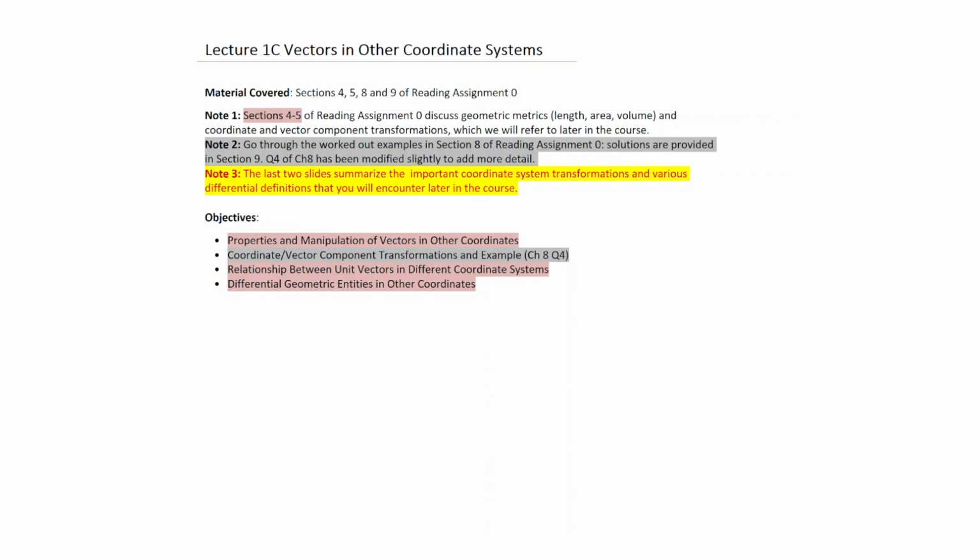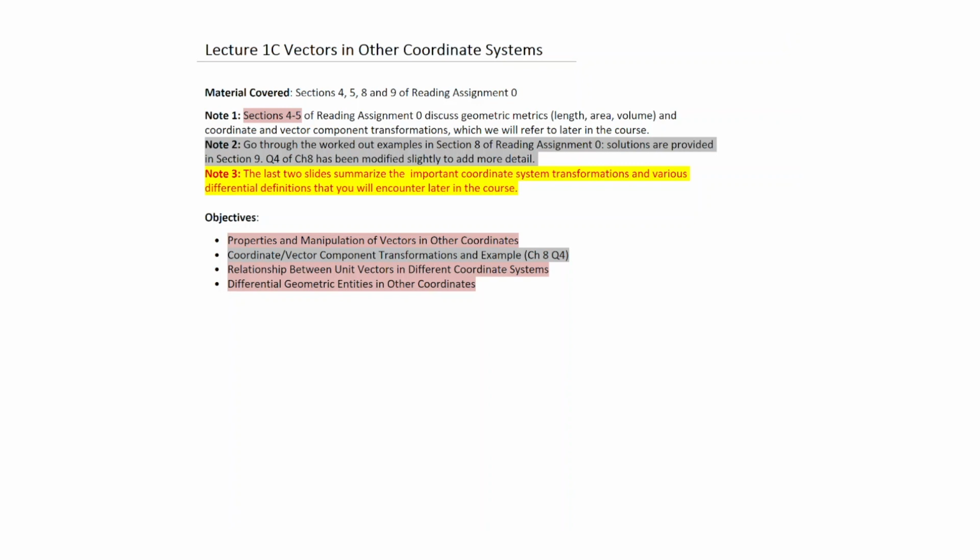Sections 4 and 5 of Reading Assignment 0 discuss geometric metrics, length, area, and volume, and coordinate and vector component transformations, which we'll be using later in this course, but the focus is on vectors in other coordinate systems in this particular lecture. Secondly, I advise you to go through the worked out examples in section 8 of Reading Assignment 0. The solutions are provided in section 9.